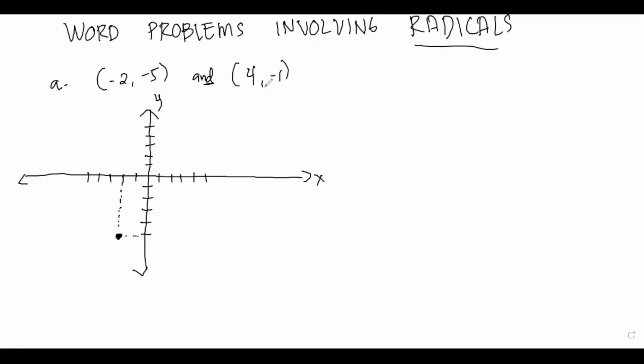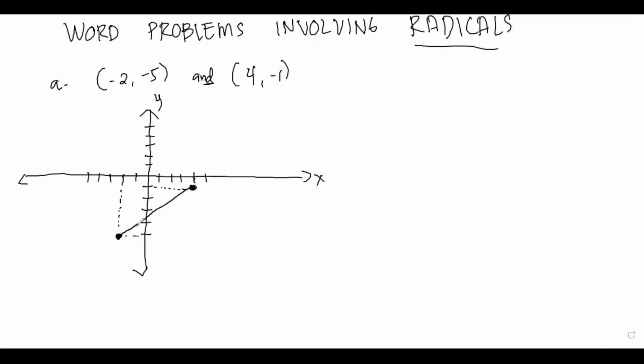Next, we have (4, -1). So 4 is located here, and -1 is right here. Get the intersection, therefore (4, -1) is located here. Then just connect the points. So ang tinatanong dito, ano kaya yung length nitong segment na ito?